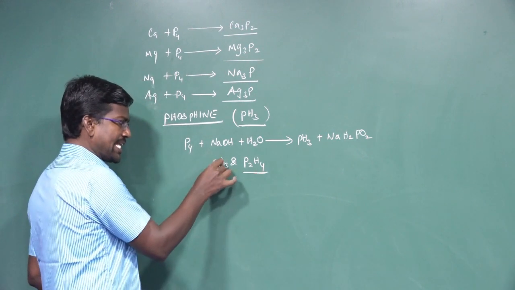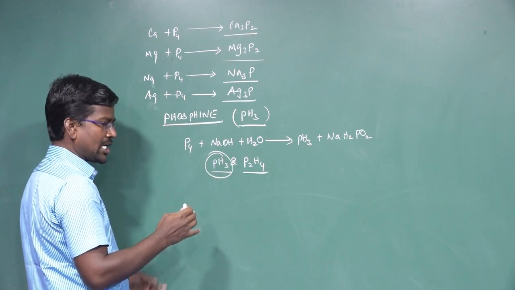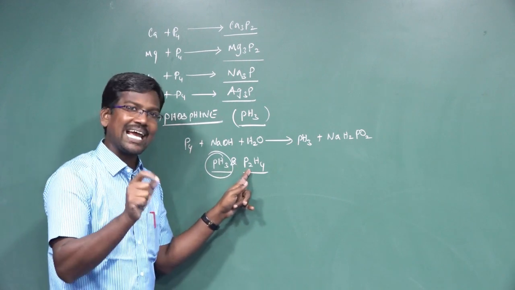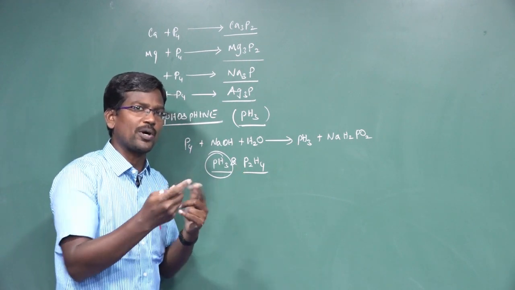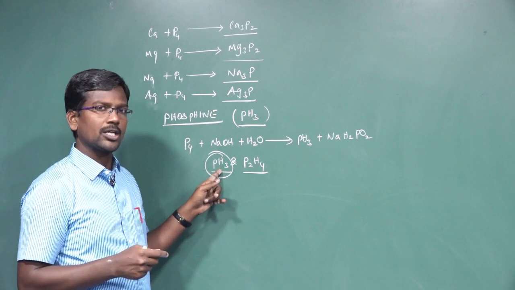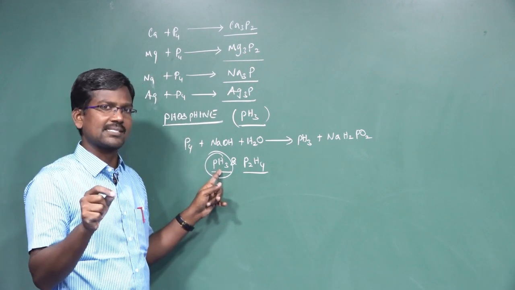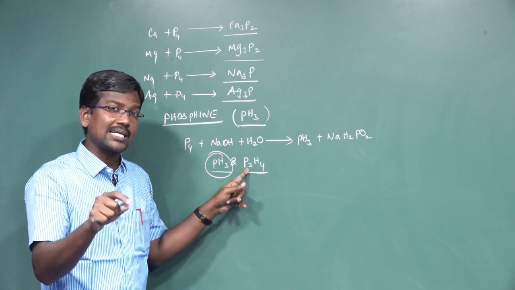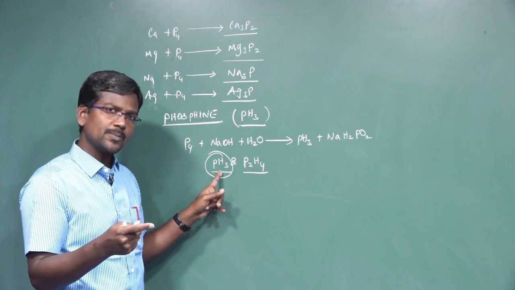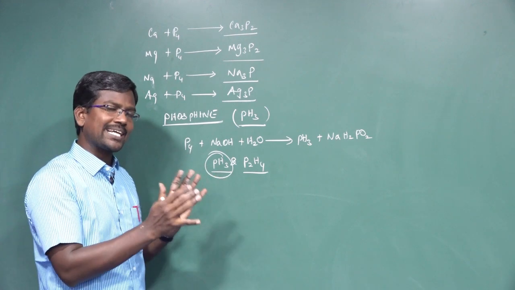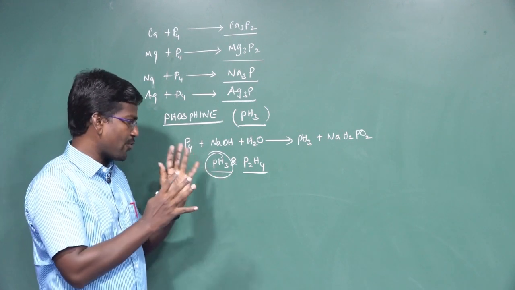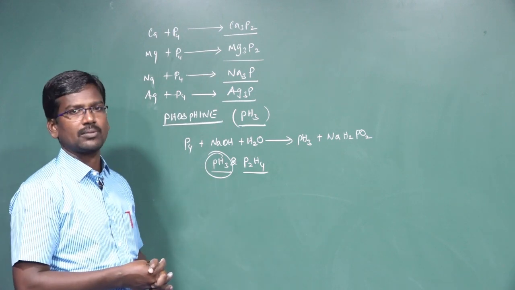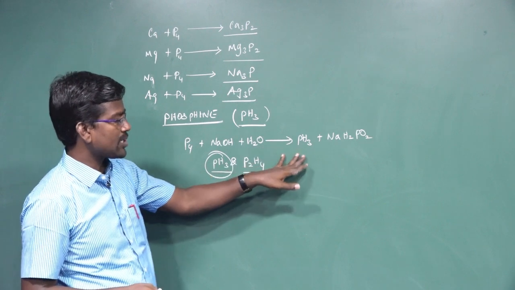From this mixture, the phosphine can be separated by passing the mixture through a freezing mixture, because phosphine dihydride is easily condensed to form a liquid. The phosphine mostly exists as a gas. In the freezing mixture, the phosphine dihydride is easily condensed to a liquid, while phosphine is a gas. So phosphine can be separated from the mixture of phosphine and phosphine dihydride by passing it through a freezing mixture. It is one of the important methods for the preparation of phosphine.